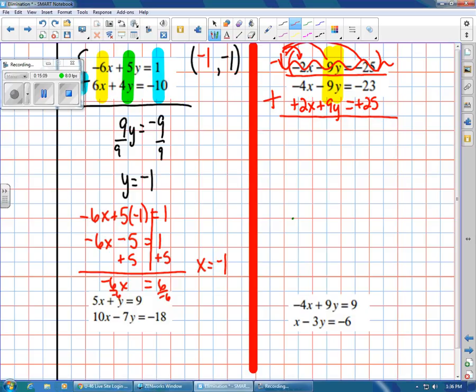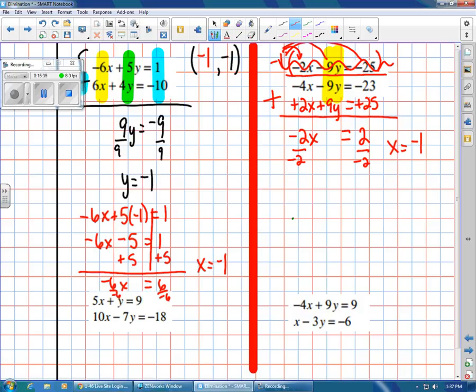So negative 4x plus 2x is going to be a negative 2x. Negative 9y plus 9y is 0. Negative 23 plus 25 is going to be a positive 2. Now I can solve for x in one step. Divide by negative 2, divide by negative 2, and I know my x is equal to a negative 1. Positive 2 divided by negative 2 would be a negative 1.